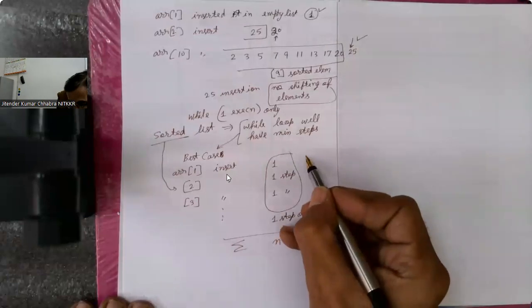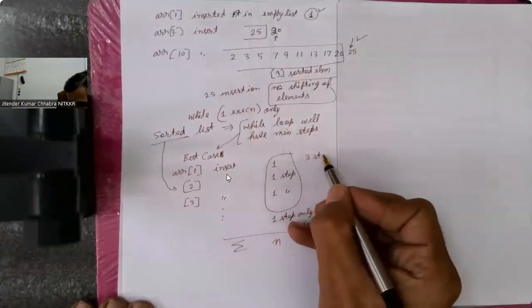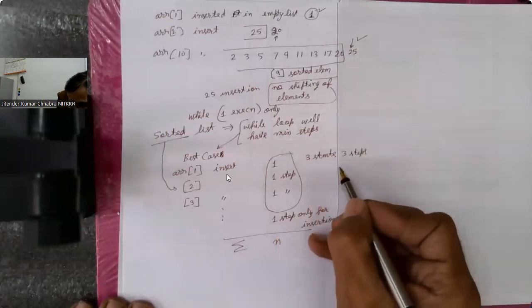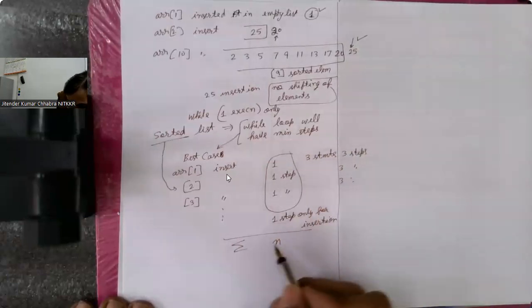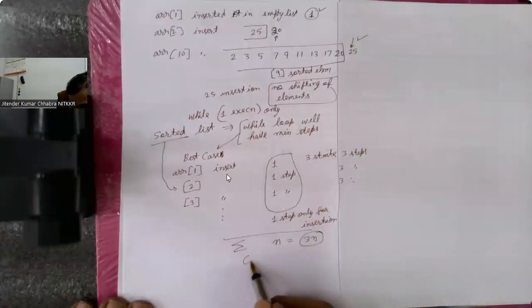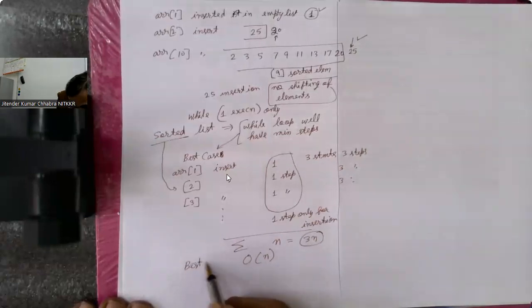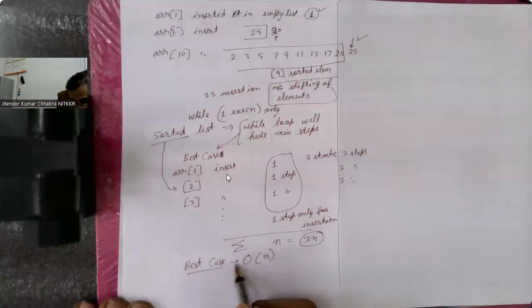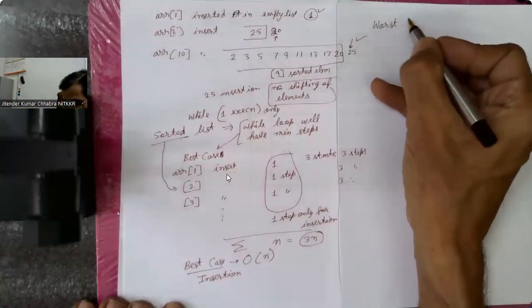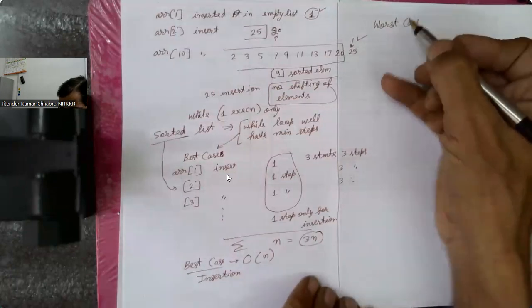Even if you say, let's say it needed total 3 statements, means 3 steps. So each requires 3 steps, and the summation will mean it becomes 3n, and 3n also means order of n. So best case time complexity in case of insertion sort is going to be order of n. But worst case, let's say reverse sorted list.